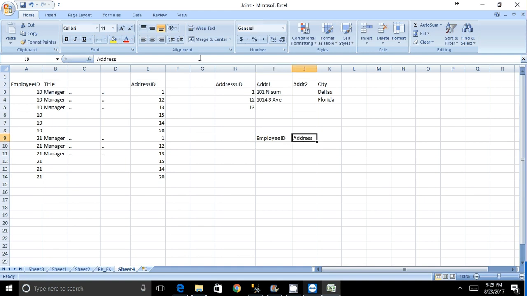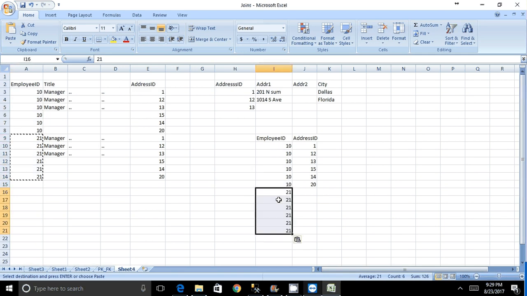For employee ID 10, how many addresses do you have? All of these. So you say, for employee ID 10, I have these many addresses. For employee ID 21, how many addresses do you have? Do you have all these addresses? So you put it like this in here.